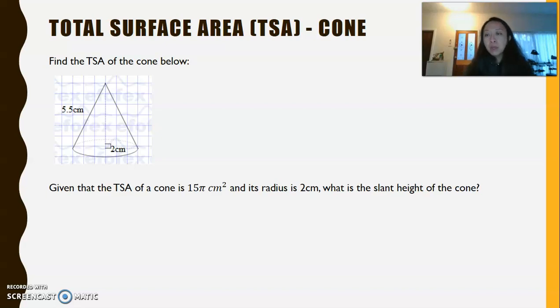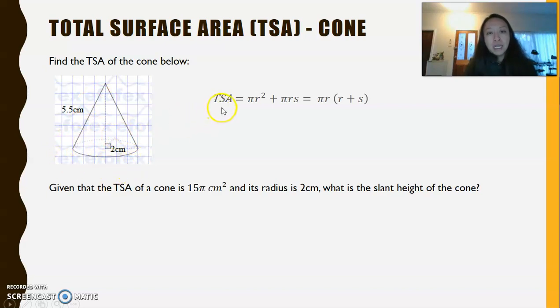There are many ways to do it, but the simplest way is, for example, if we have a question to find the TSA of the cone below. If we look at this cone, it has a radius of 2 centimeters and a slant height of 5.5 centimeters. The surface area of the cone is practically really easy. There are only two surfaces: the curved surface and the base surface area, which is actually a circle.